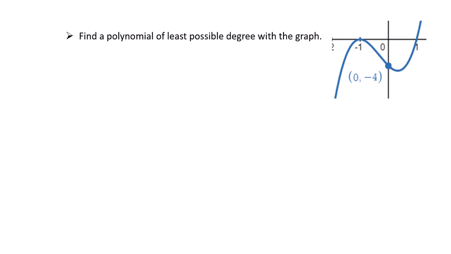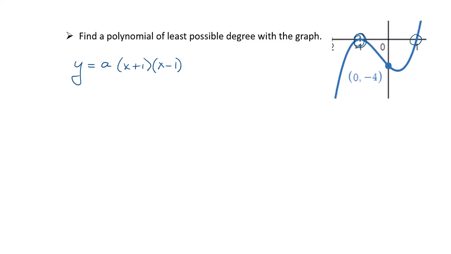Let's find a polynomial of least possible degree with this graph. I can see that I have zeros of negative 1 and 1. So I'll have some coefficient of a in front. I have an x plus 1 factor from the zero at negative 1. And from the zero at 1, I'll have a factor of x minus 1. Now, with this zero, we're going straight through like a line. So we can assume that the power of that zero, its multiplicity, is just 1.